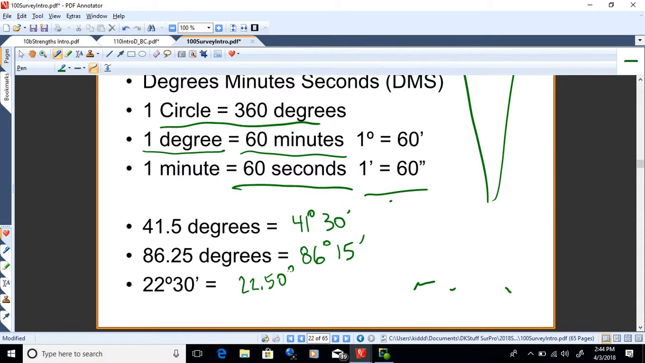So we'll get more into converting these. But just keep that in mind. Unfortunately, it's not a very convenient unit to do the arithmetic with.